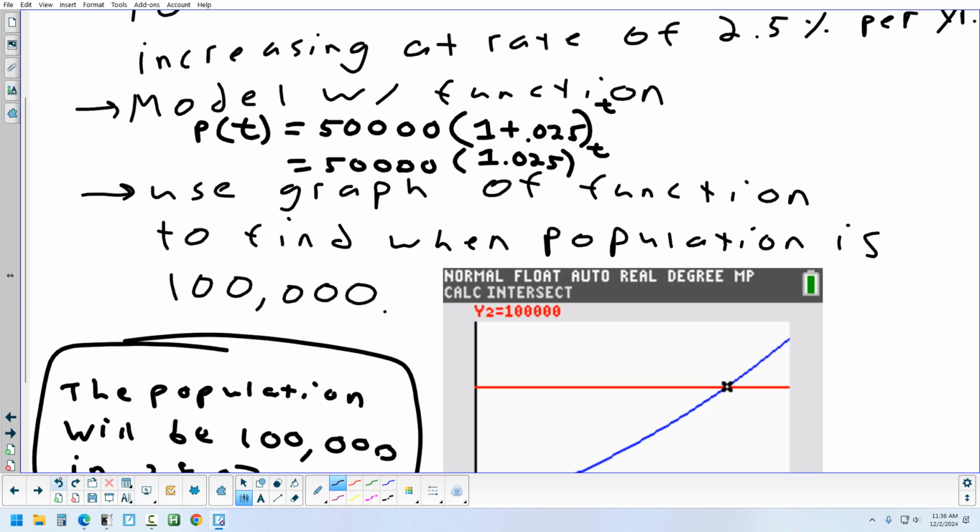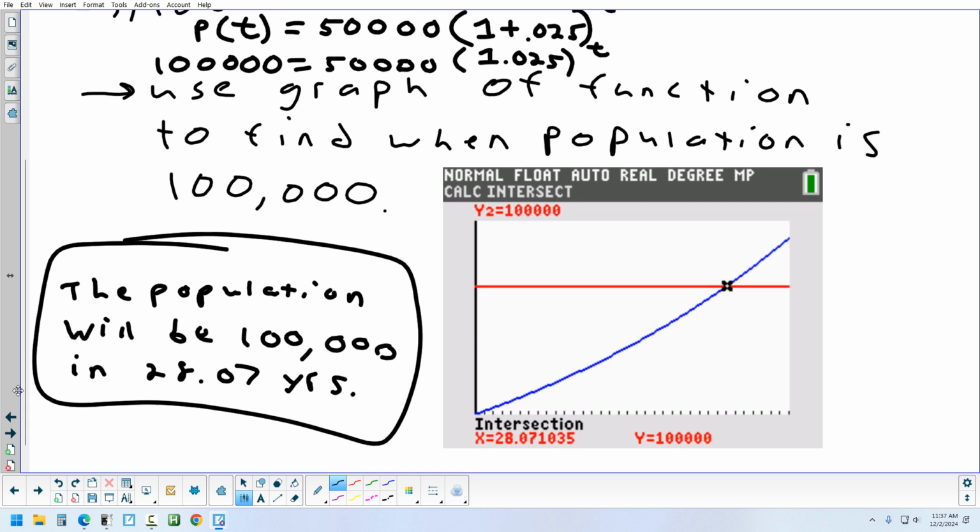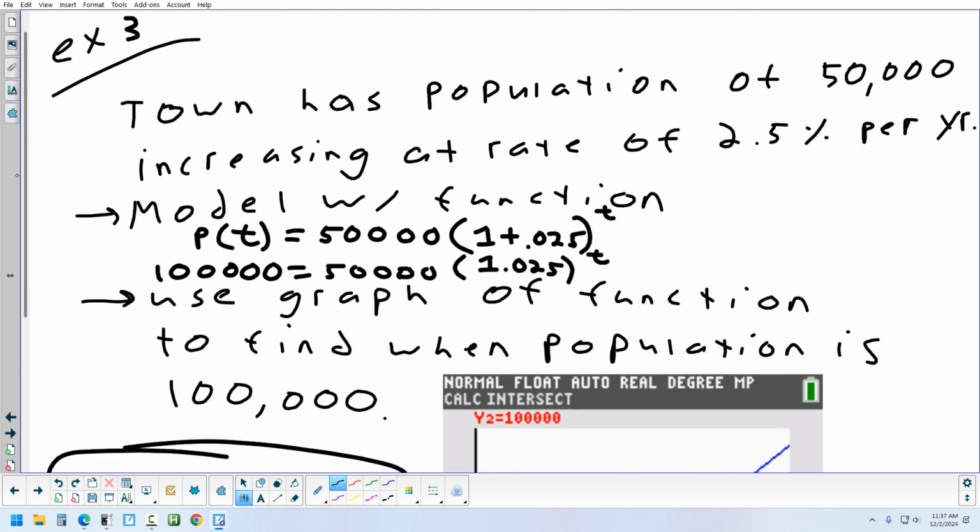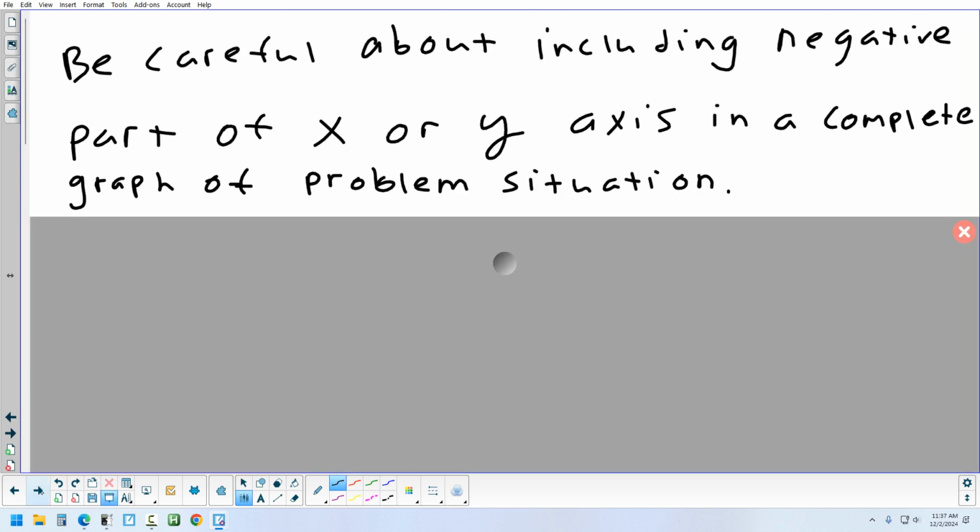All right. If you were going to solve it algebraically, you would fill in 100,000 right there. And you could at least divide by 50,000 to get that on the other side, but at that point you'd be stuck. I haven't taught you how to get rid of that t yet. So that's why we did it graphically. All right, any questions on that one? So that's an exponential growth problem where they specifically give you a percentage. Oh yeah, always be careful about including negatives because sometimes negatives don't make sense, like negative people, negative time, things like that. Well, I guess you can have negative people, but not a negative number of people.